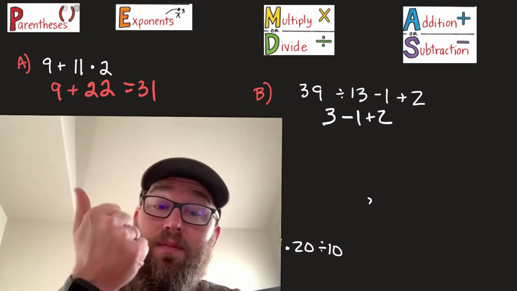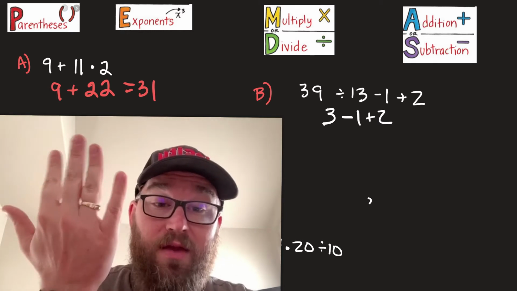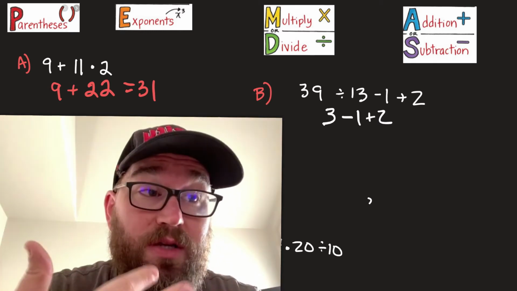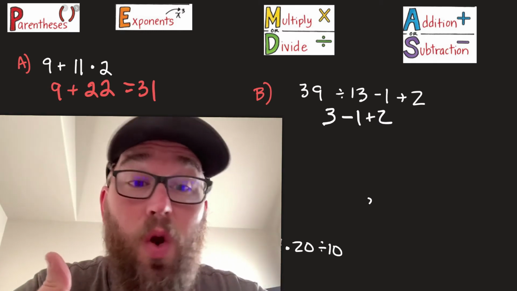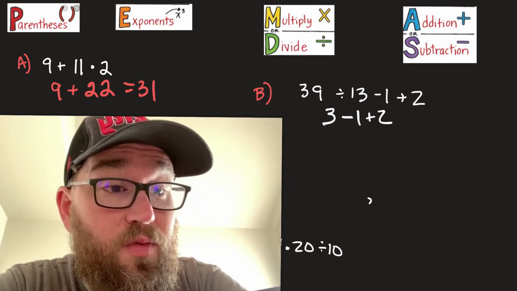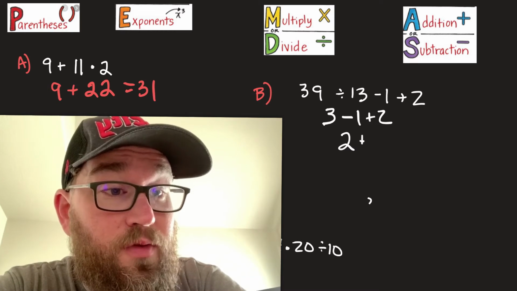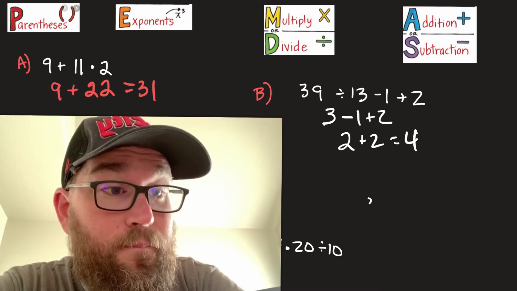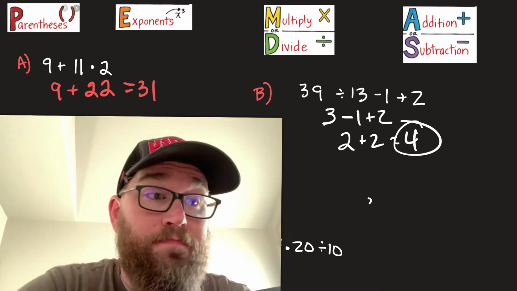Technically, if I'm doing "Please Excuse My Dear Aunt Sally," addition comes before subtraction, but that's not actually the rule. The rule is addition or subtraction, left to right. So in this case, we're going to subtract first. 3 minus 1 is 2, plus 2 is 4. My answer is 4. What was the answer for B?